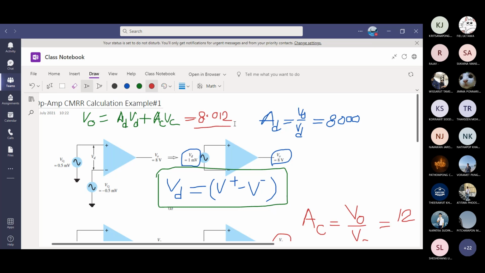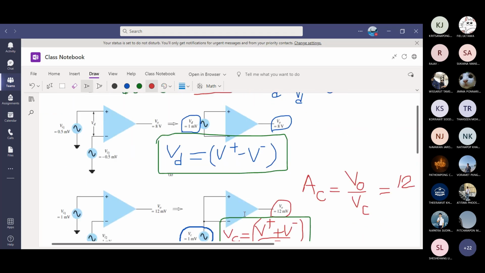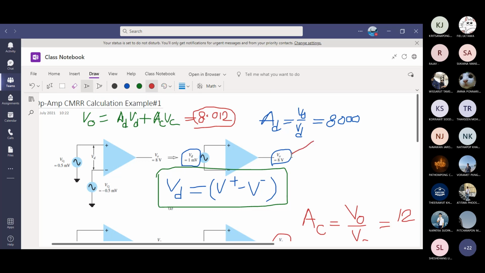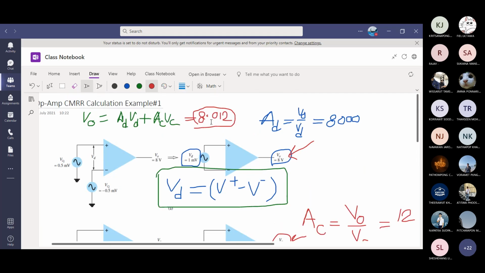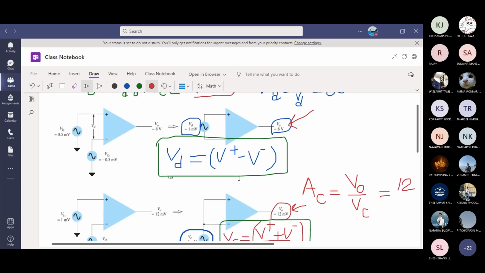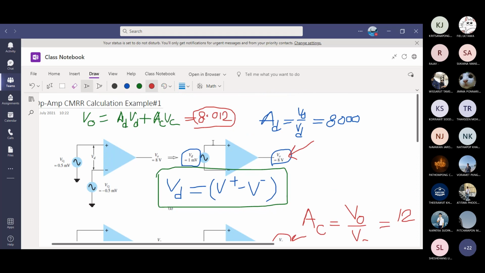From this total output voltage of 8.012 volt, how much of it is due to the differential mode and how much of it is due to the common mode? Your differential output voltage is 8 volts and your common mode output voltage is 12 millivolts. So whatever you're getting is mostly because of the pure signal. Differential mode is your desired signal, and only a little bit of it is due to the noise, the common mode. So I would say this amplifier has quite a good common mode rejection ratio, which we can calculate next.